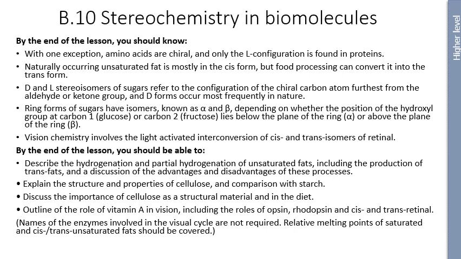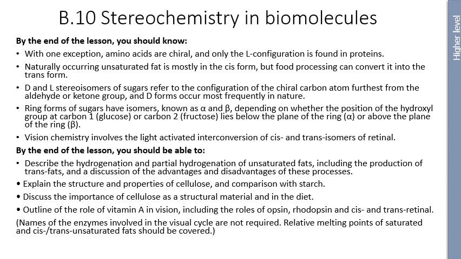So welcome to the last lesson in the biochemistry special topic, stereochemistry in biomolecules. By the end of the lesson, you should know that most amino acids are chiral. Naturally occurring unsaturated fats are mostly in the cis form. D and L stereoisomers in sugars and what they actually refer to. Ring forms of sugars have isomers, and vision chemistry involves isomerism in some way as well.